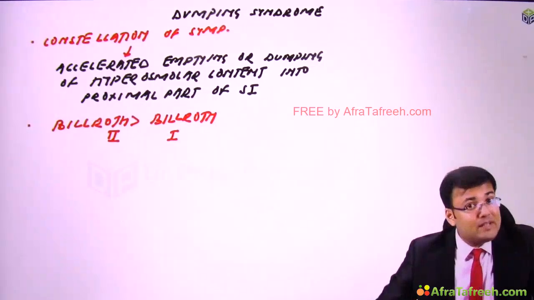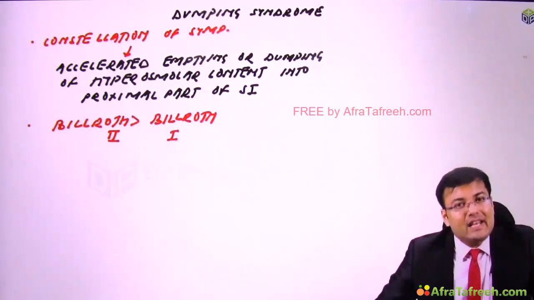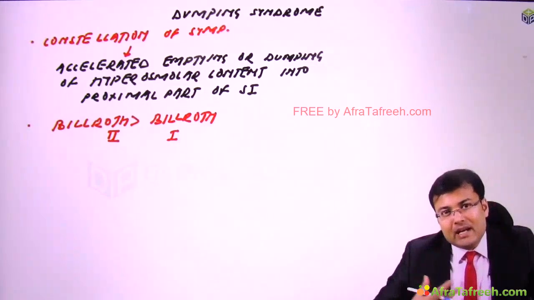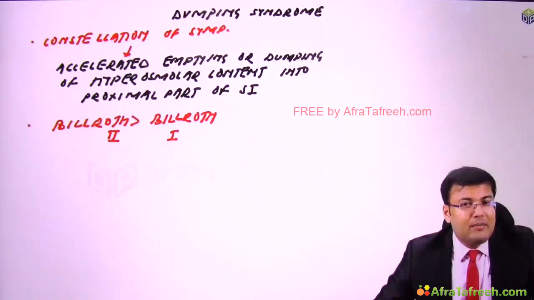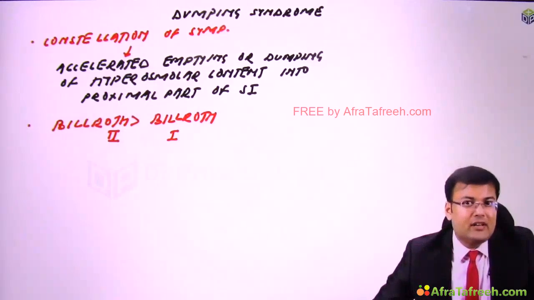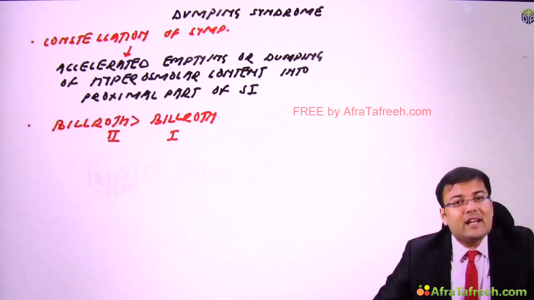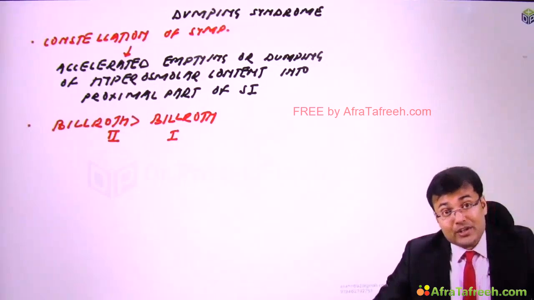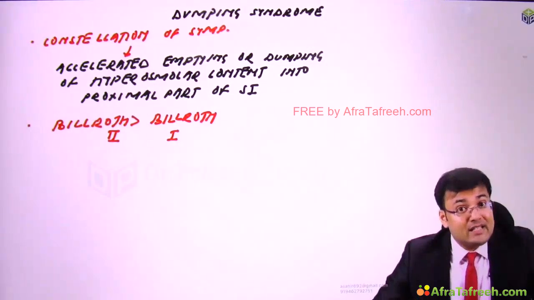Now see what happens in late dumping. In late dumping there is hyperglycemic content in the jejunum. Because of that, after 2 to 3 hours there is a reflex increased release of insulin, and because of this there is reactive hypoglycemia. So the patient will have signs and symptoms of reactive hypoglycemia in late dumping.